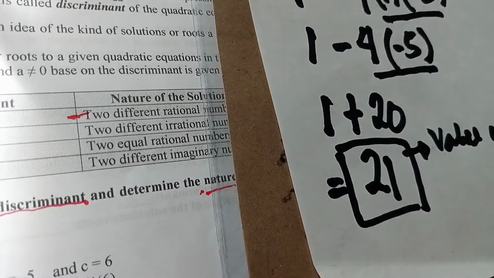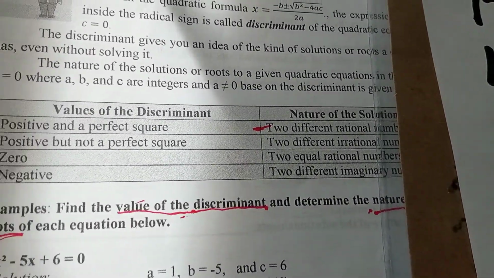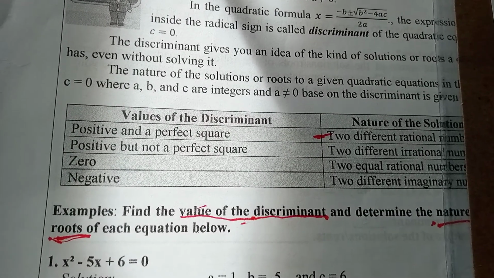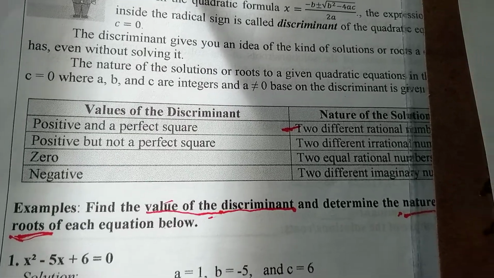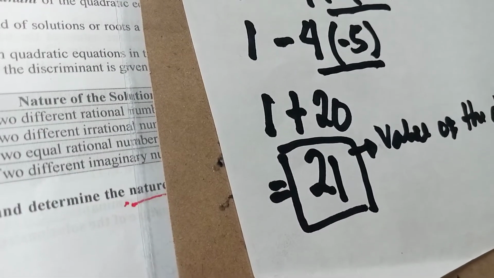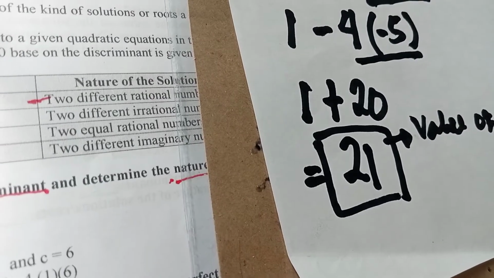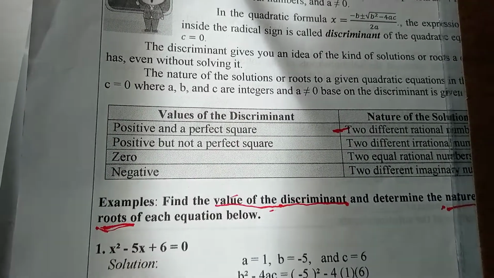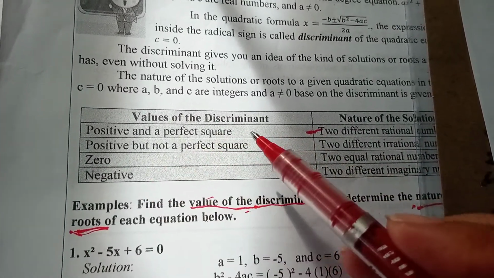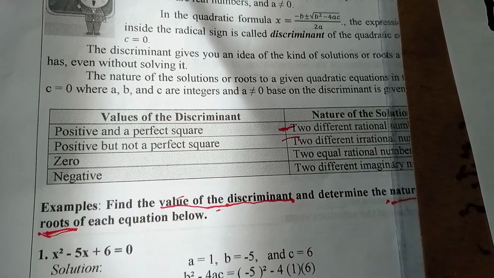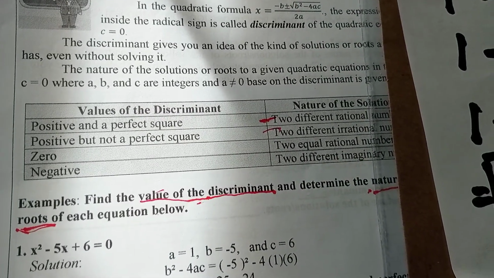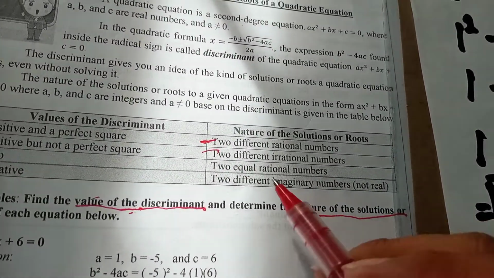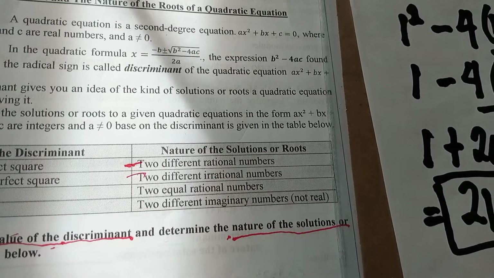21 is not a perfect square. So it cannot be positive and a perfect square. Next, positive but not a perfect square. Is it positive? Yes, 21 is positive. Perfect square? Not a perfect square. So the value of the discriminant is positive but not a perfect square. So the nature of the solution is two different irrational numbers.